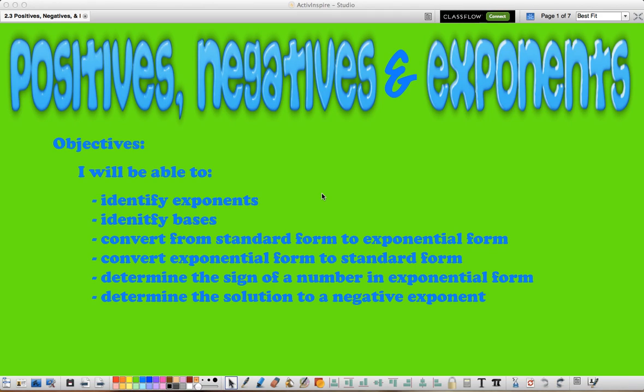Welcome to Lesson 2-3, Positives, Negatives, and Exponents. Today we're going to talk about identifying exponents, bases, converting from standard form to exponential form, and from exponential form to standard form. We're going to determine the sign of a number in exponential form, and we're going to determine the solution to a negative exponent.